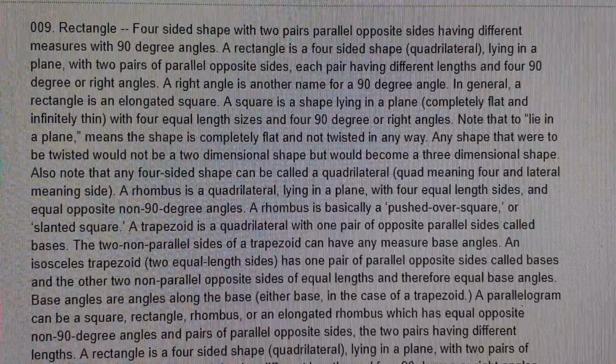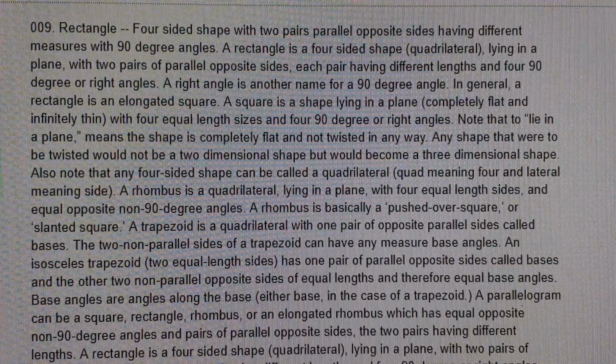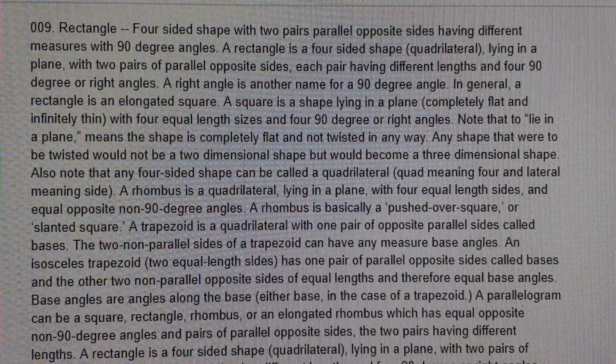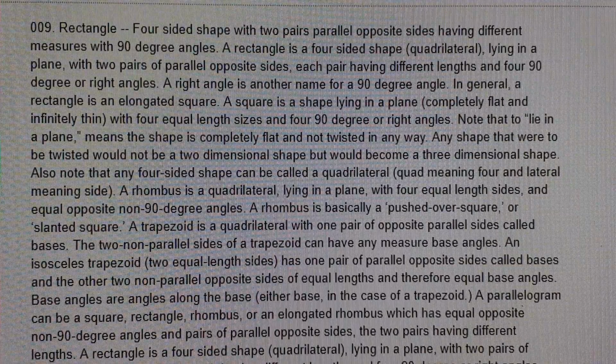Antonyms: ellipse (and oval). Related words: square, rectangle, trapezoid, parallelogram, quadrilateral, isosceles, opposite angles.